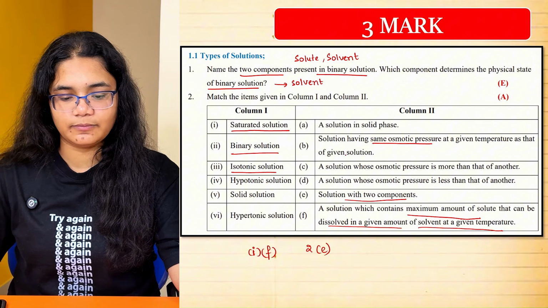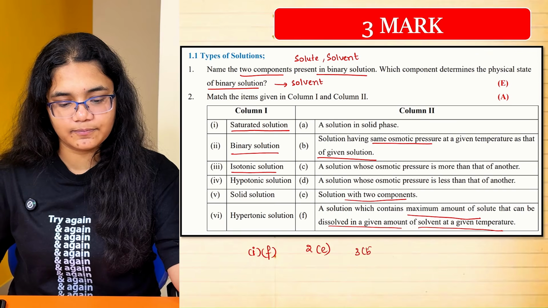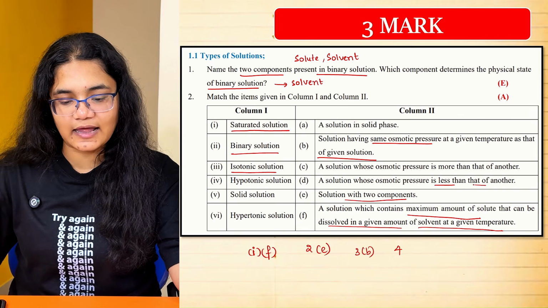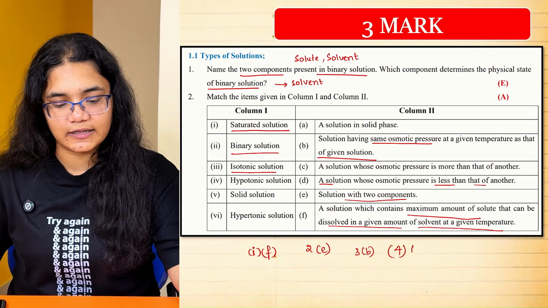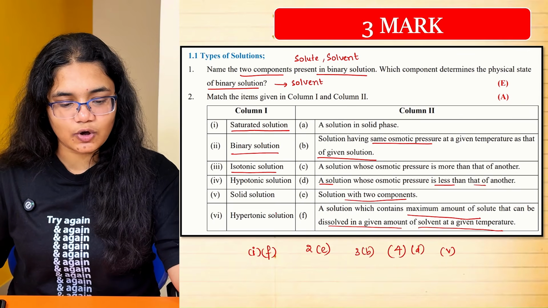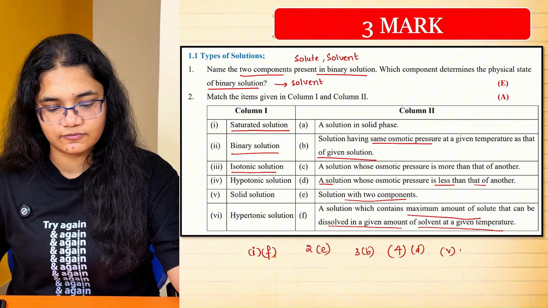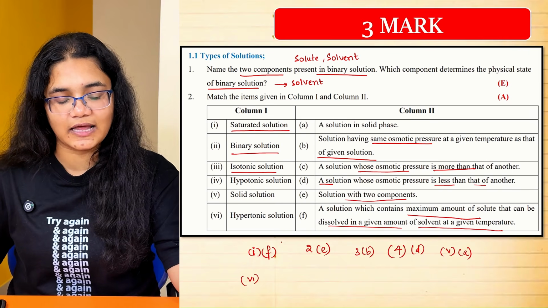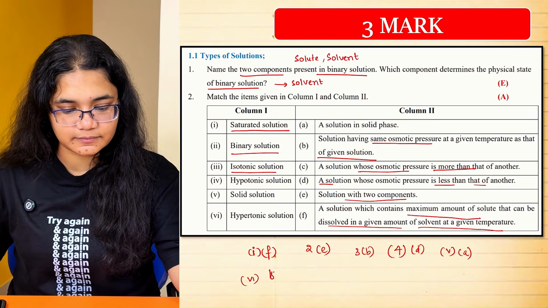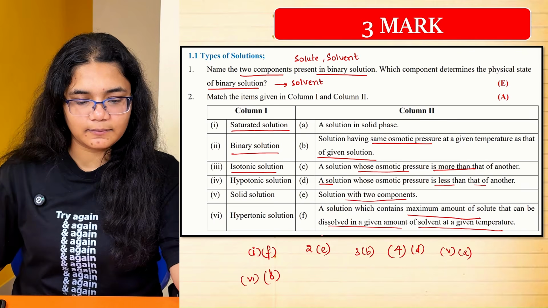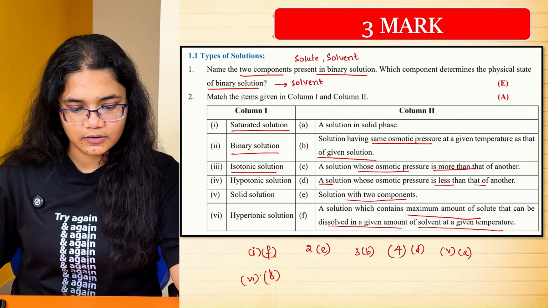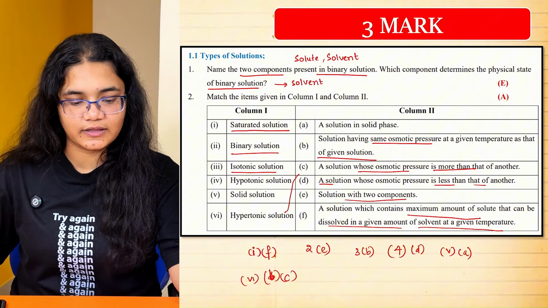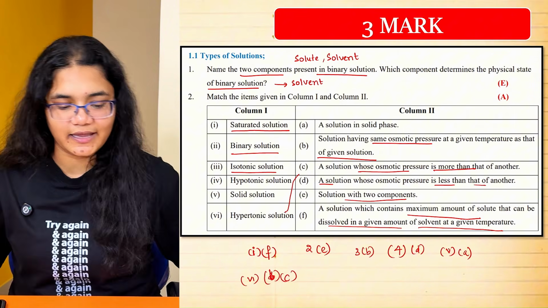Next, what is an isotonic solution? A solution having the same osmotic pressure at the given temperature. So 3 is B. Next, 4, what is a hypotonic solution? A solution whose osmotic pressure is less than that of another. So the fourth one is D. Fifth, what is a solid solution? A solution in the solid phase. So the fifth one is A. And then sixth, what is a hypertonic solution? A solution whose osmotic pressure is more than that of the other. So 6 is C. So 1F, 2E, 3B, 4D, 5A and 6C.